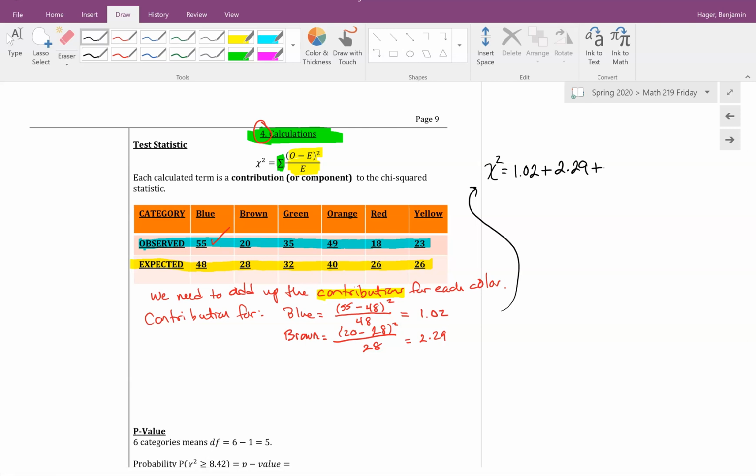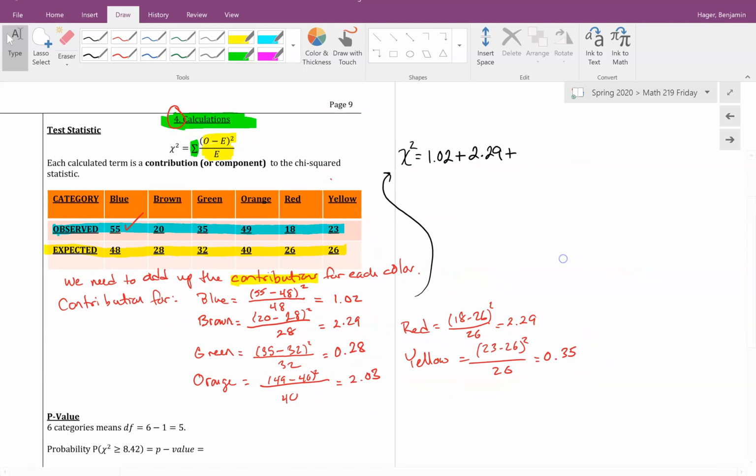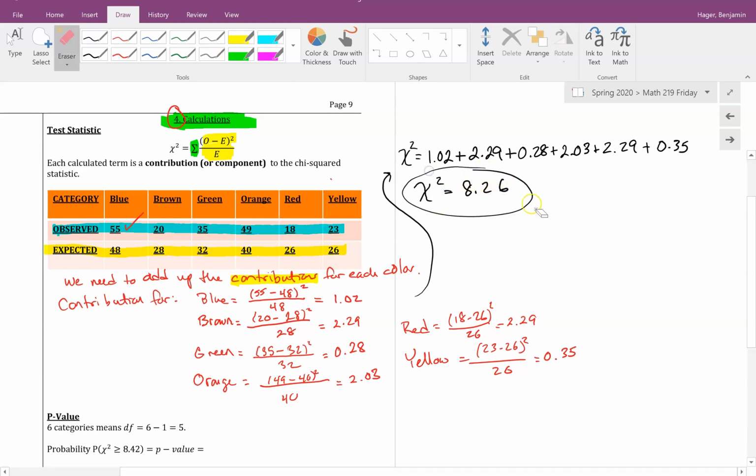I'm going to go ahead and pause it for you to shorten the video, and I'll write all these out and then I'll start it again, okay? Hold on one sec. Okay, so I added in the rest of the contributions and then I would add them up. So here was the contribution for blue and brown, and then green's contribution, orange's contribution, red's contribution, and yellow's contribution. And if I added all those things correctly, I got about 8.26 for my test statistic.